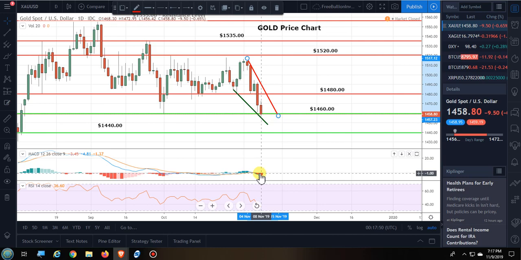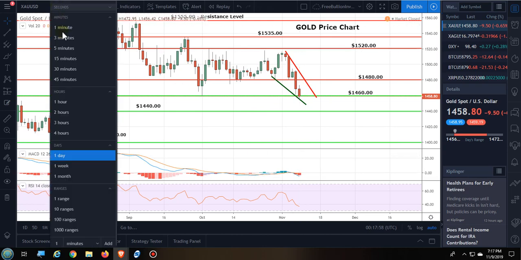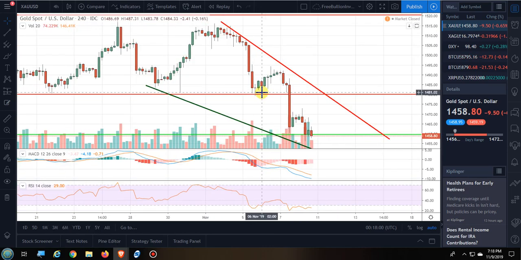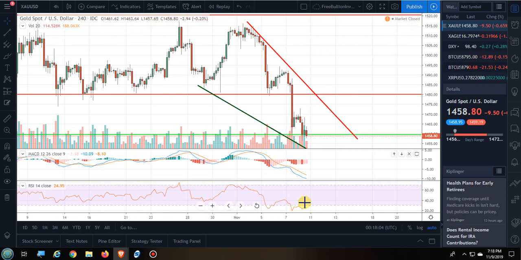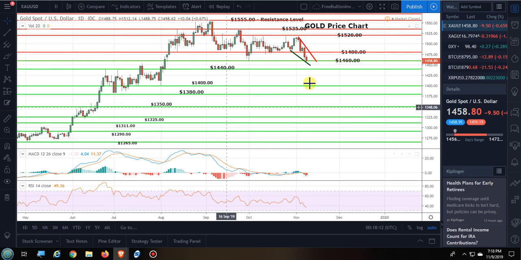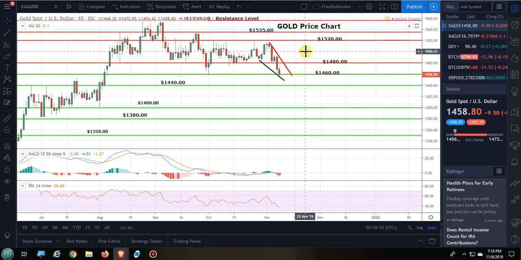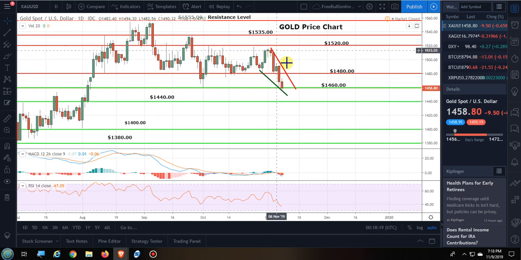In the MACD and the RSI on the daily chart, we can see that they are both in oversold territory. If we go to the 4-hour chart, you can see that much more clearly how the MACD and the RSI are in oversold territory. So we should see a pop to the upside. As far as how much of a pop to the upside, it really depends on what happens on the fundamental side. This is technical analysis.